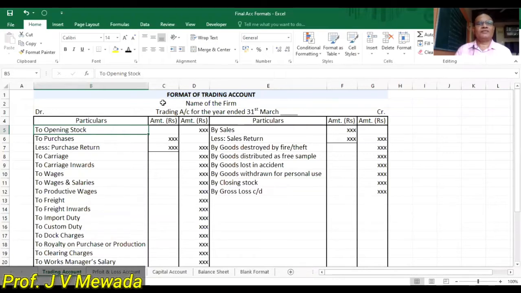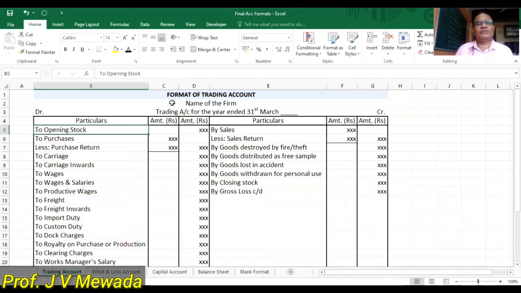Hello friends, now we'll see the formats of final account. We have four formats. One is the format of trading account, another is the format of profit and loss account, next is the format of capital or current account and the format of balance sheet. Now let us see the format of trading account.